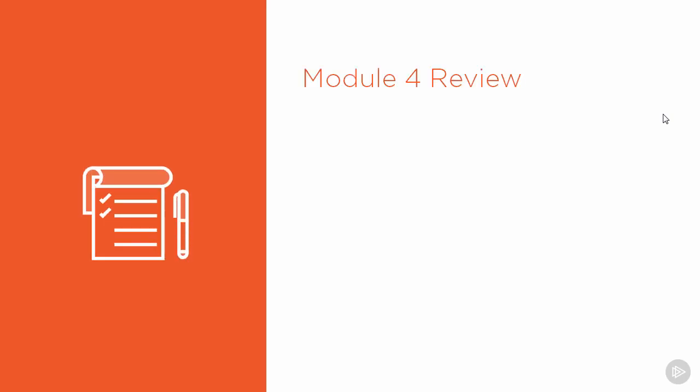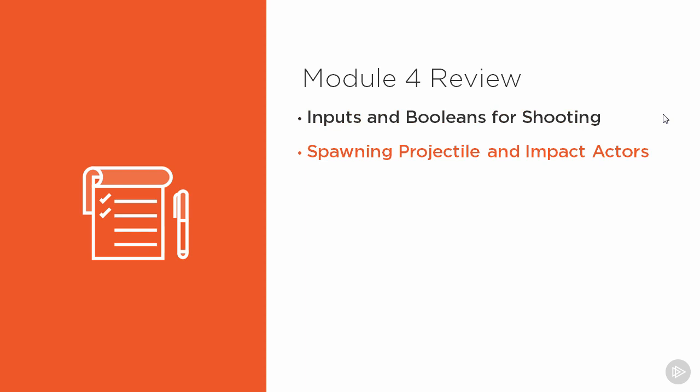To review this module, we looked at inputs and booleans for shooting. That included creating a player input that sets and checks for boolean conditions to avoid unwanted player actions. We looked at spawning projectile and impact actors. This made use of the spawn actor from class function to create moving projectiles that originate at the player character and sprite impact effects that originate at the point of collision.